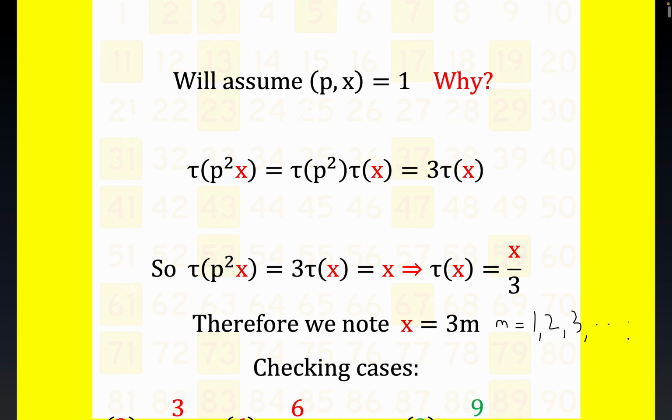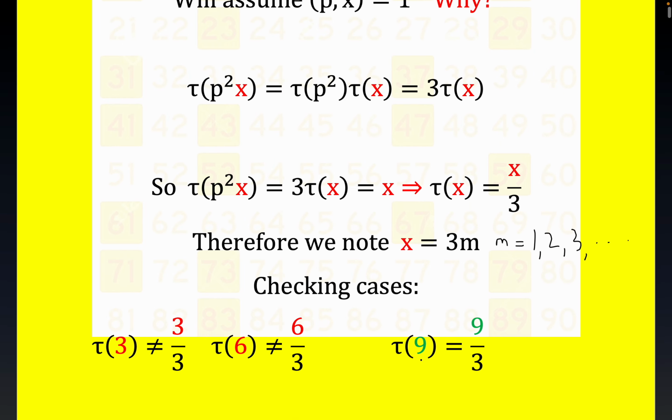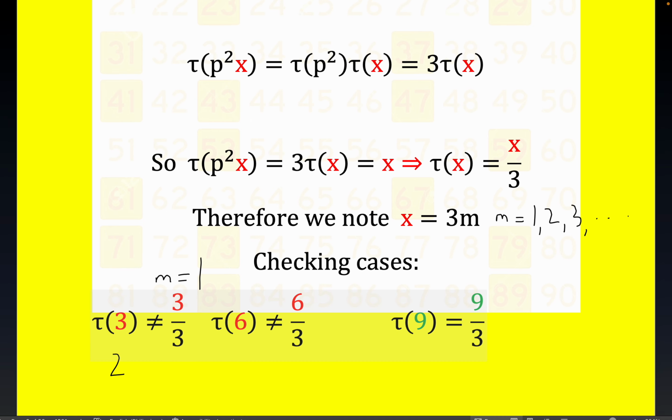So what are we going to do? We're just going to check some cases here, folks. This is the case for m equals 1. You see right here, x is equal to 3m, so this is the m equals 1 case. Now, 3 is a prime, right? So tau at 3 would be 2 right here, but that's not equal to 3 over 3, which is 1. We just saw what tau of 6 was. Tau of 6 is 4, but that's not equal to 2.